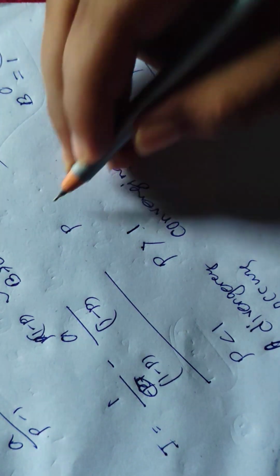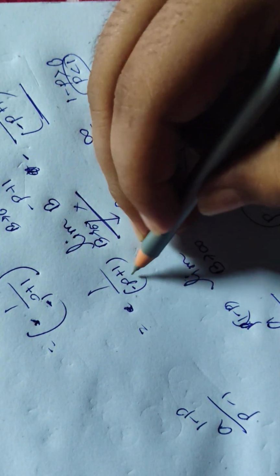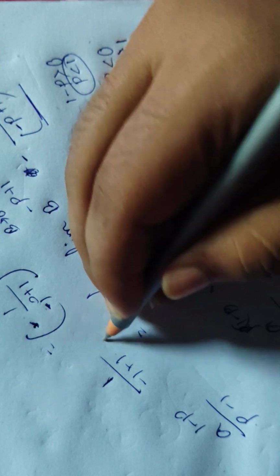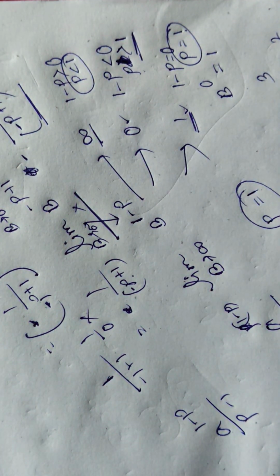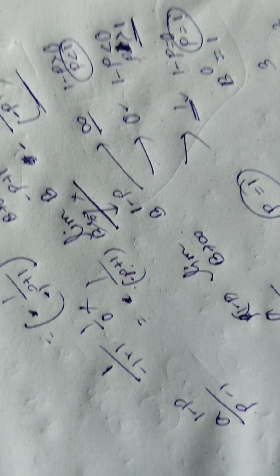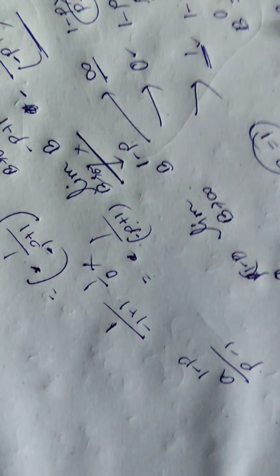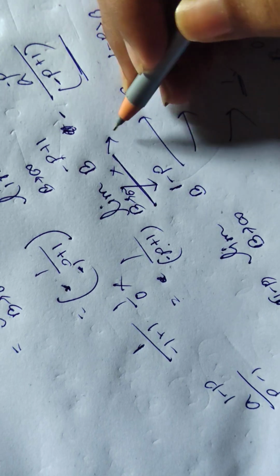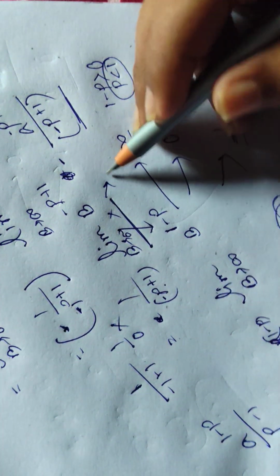What about p equal to 1? If p is equal to 1, that means minus 1 plus 1, and this will be like 1 by 0 into this. What is this? P is 1, right? So if p is 1, then this is 1. The limit is 1. You can see here, if p is 1, then the limit is 1.